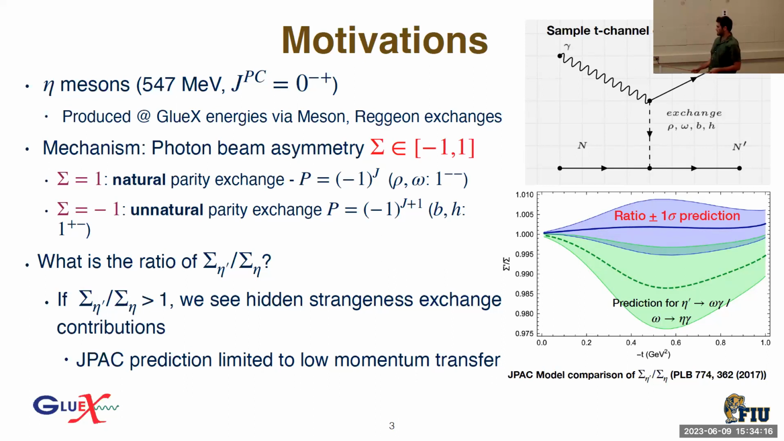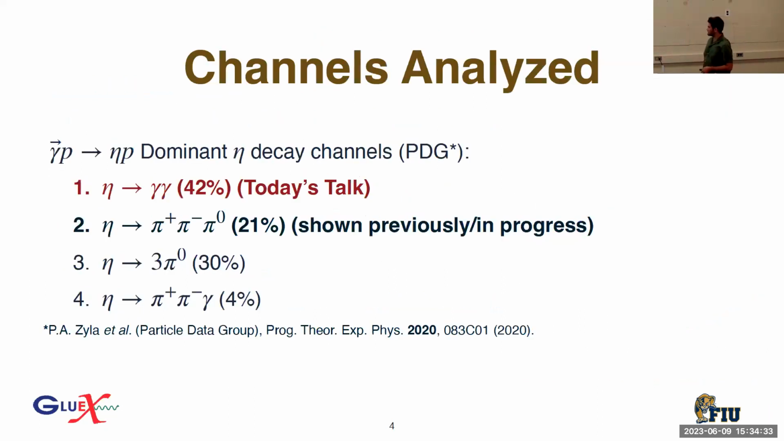And one of the other factors is that the JPAC prediction up to now is limited to low momentum transfer. So we want to expand our reach. There is experimental data with a limited amount of statistics, and we're going to expand on that with this study. The prediction also shows an extra curve for some amplitudes in the eta process. There are 4 possible decay modes, but the one I have results to share today is for the dominant one, eta going to gamma gamma.